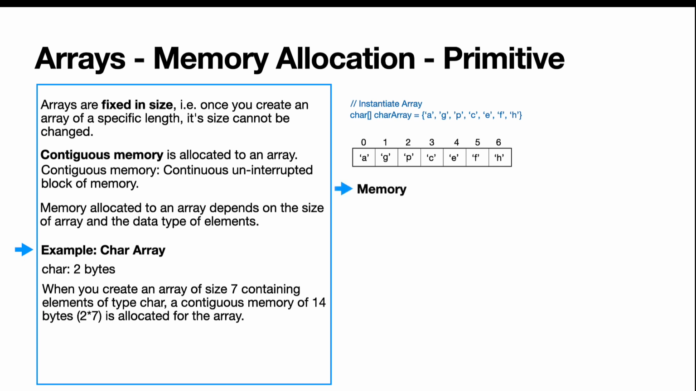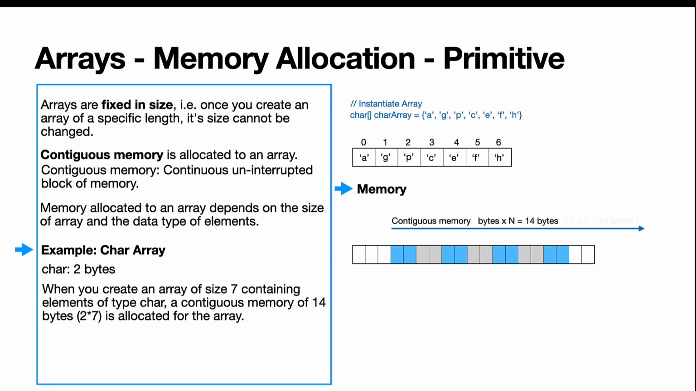Let's see how memory is allocated for this array. Let's say we have a block of memory. For this array, 14 bytes of contiguous memory, that is a continuous and uninterrupted block of memory, is assigned. Let's say our array variable is assigned a memory address of 10. Then the next 14 bytes, that is 112 bits of memory, is assigned or blocked for our array.